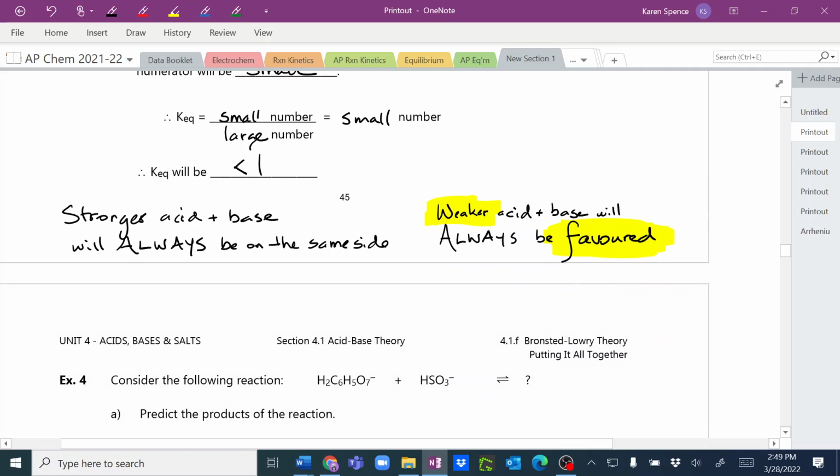So weaker will always be favored because the stronger ones are always pushing away. You can think of it as a push and pull thing too. So if you've got two strong things pushing one direction, you're going to mainly go that direction, yes? If you've got two weak things, you're mainly not going to go that direction, yeah? So you'll end up hitting out the weak stuff. All right.